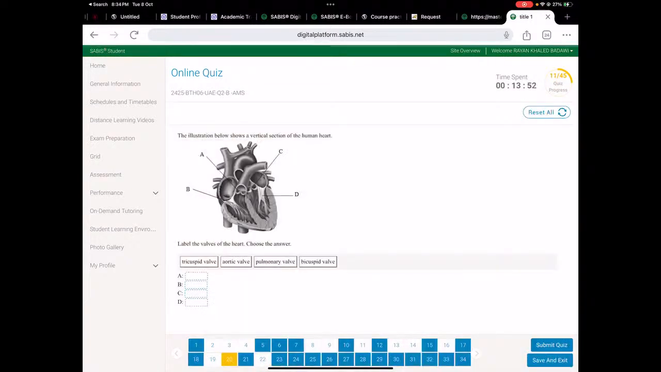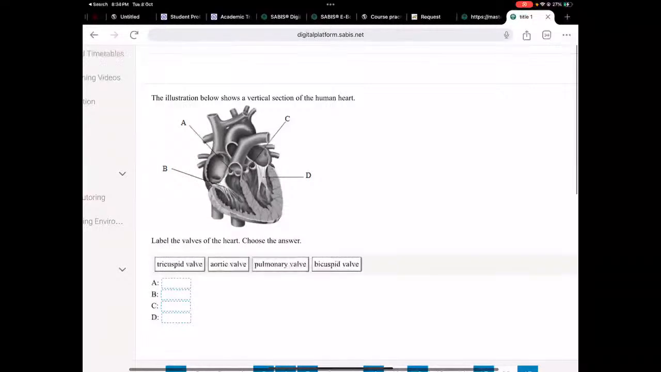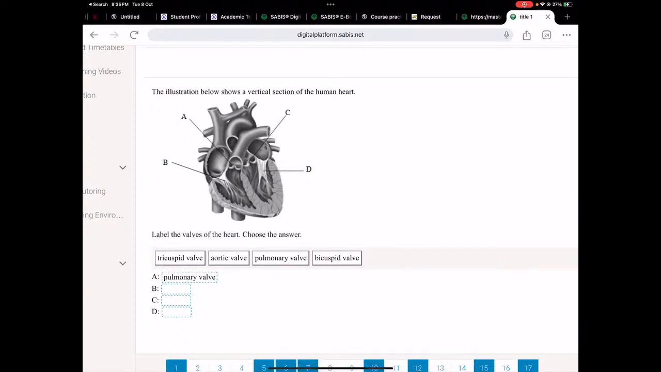Yeah, I got you. Okay, so A is on the right side. So it's going to have what type of valve? Pulmonary valve, because it's separating the right ventricle from the pulmonary artery. B is going to be between the right atrium and the right ventricle, so it's going to be tricuspid. Okay. C is going to be aortic, while D is going to be bicuspid. Okay.